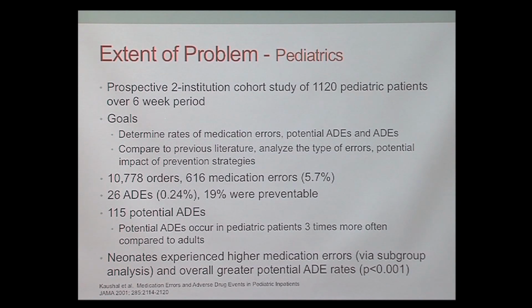Then when they looked at the pediatric subgroup analysis, the pediatric patients, the adult, and the neonatal patients, they actually found that the neonates experienced a greater percentage of potential adverse effects and actual medication errors as compared to the adult patients also. So again, our young, immature patient who has the worst kidney function, the worst hepatic function, is being put at higher risk than even our older children.